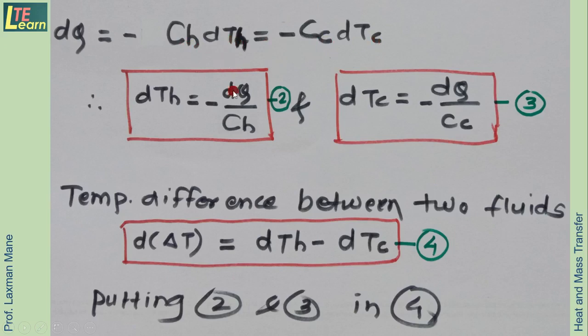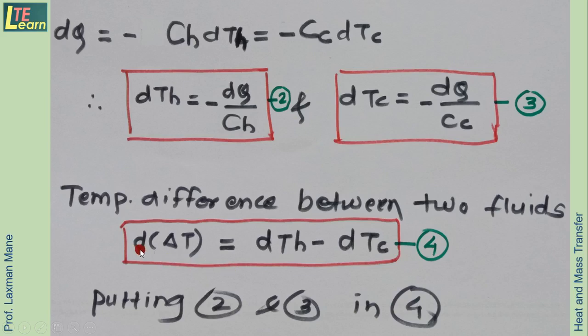Now we will have the two equations: dTh is equal to minus dq upon CH, and dTc is equal to minus dq upon CC. Now the temperature difference we have already discussed: dTh minus dTc will be d of delta T. Now we already have the dTc and dTh expressions, equations 2 and 3. So we will substitute these expressions in equation number 4 at this place.